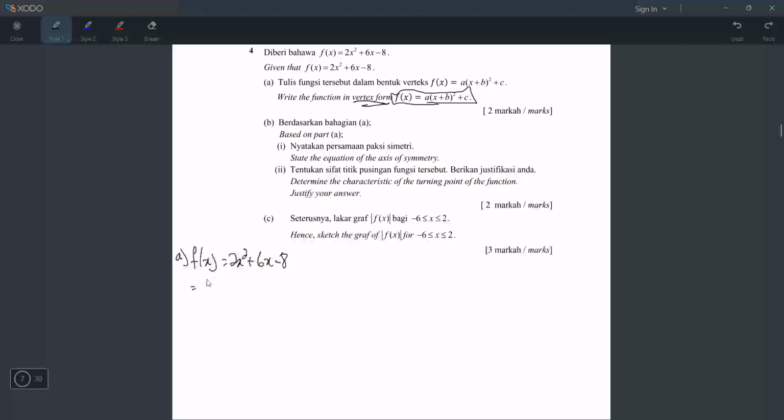If the a is not positive 1, you can't do completing the square. So what you do is you take out the 2, right? When you take out the 2, it's left with x squared. So what is 6 divided by 2? 3x. What is negative 8 divided by 2? Negative 4, right? After you make sure the a is positive 1, then you write the 2 with a big bracket.